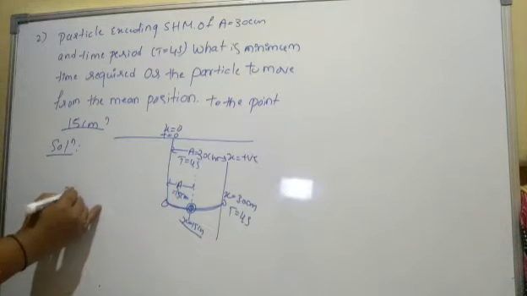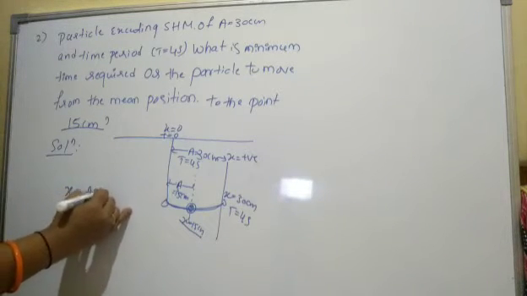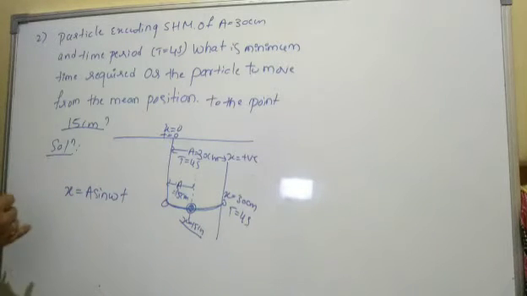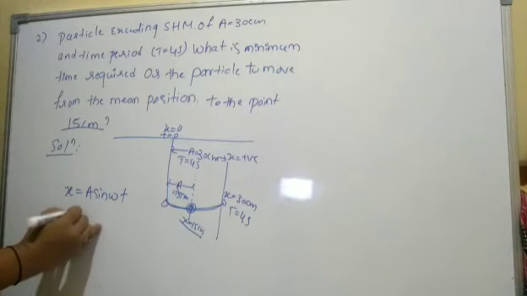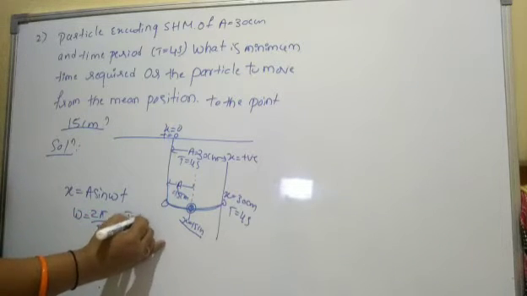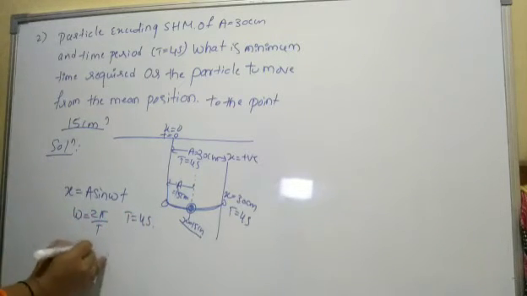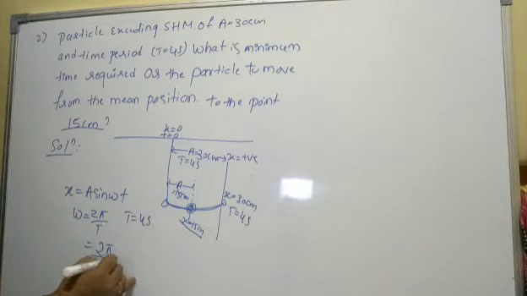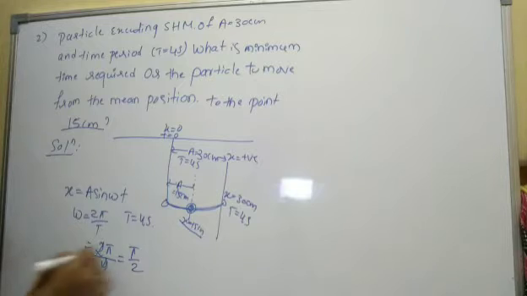We have displacement x equal to a sine omega t here, right? Where omega is 2 pi by T. Time is also given as 4 seconds. That means 2 pi by 4. So 2 ones are 2, 2 twos are 4. So pi by 2, I'm getting here as omega.